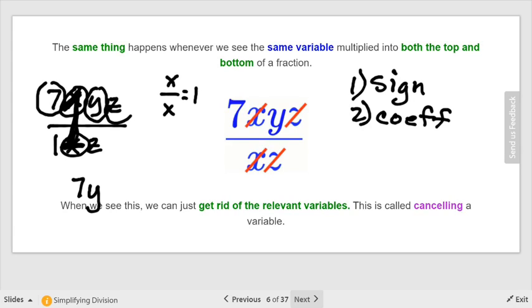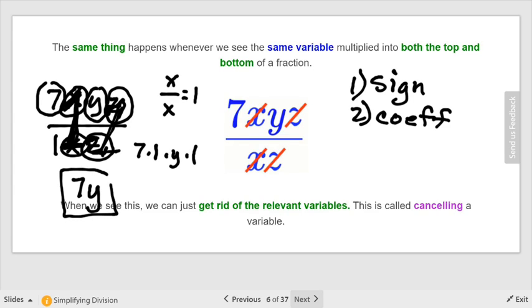So here's a z. Is there a z in the bottom? Yeah. So z divided by z makes a 1. In other words, they're gone because we don't need a 1. What we really ended up with was 7 times 1 times y times 1. But remember, we don't want all that junk in algebra. Multiplying that out just makes us have 7y.